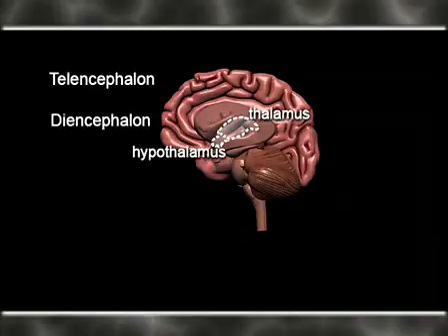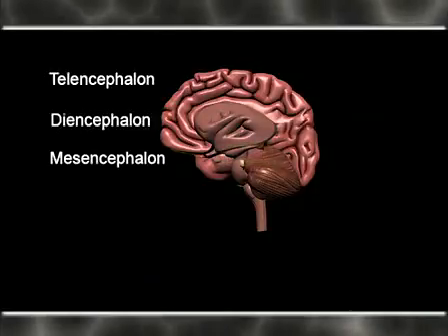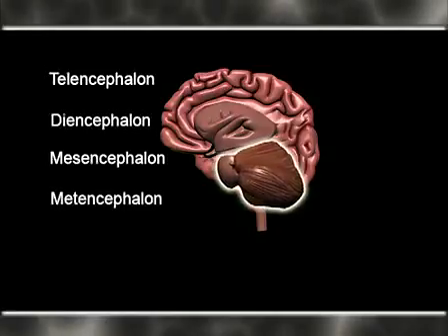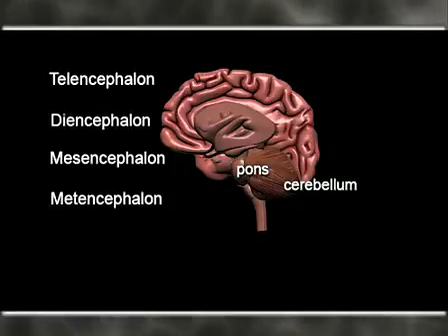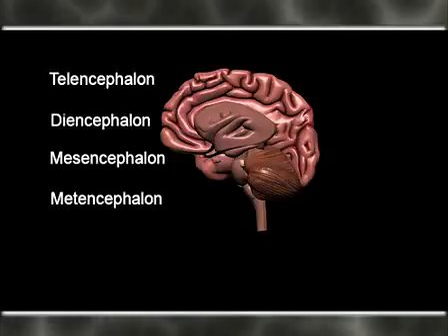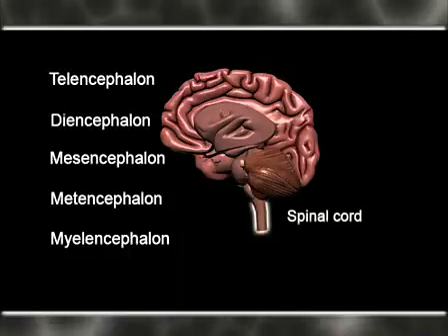The next division of the brain we come to is the mesencephalon. And the mesencephalon, it means midbrain, and it's approximately in the middle of the brain and lies right here. And the next subdivision of the brain is the metencephalon. And the metencephalon consists of 2 structures, the cerebellum and a structure called the pons, which we're going to talk about in a minute. And then the last subdivision here of the brain is going to be the myelencephalon, and it's the myelencephalon that's connected to the spinal cord.